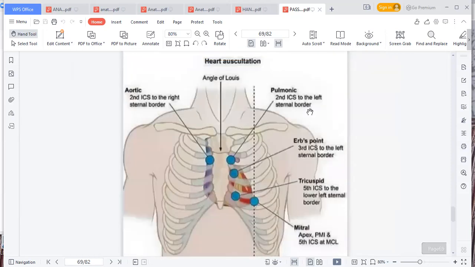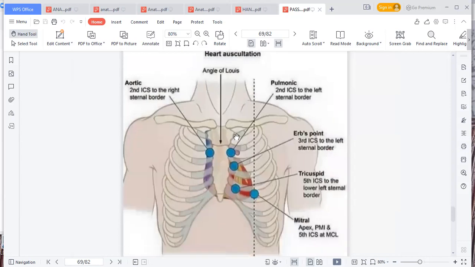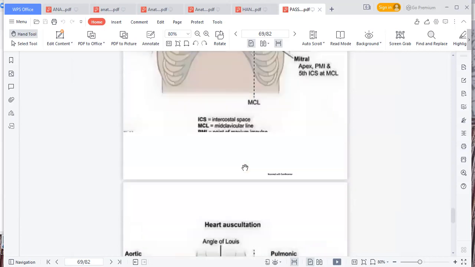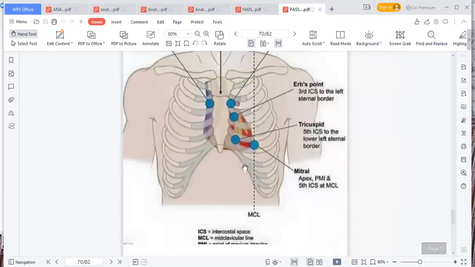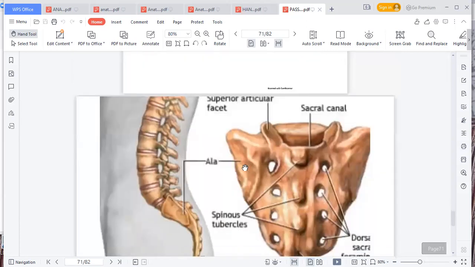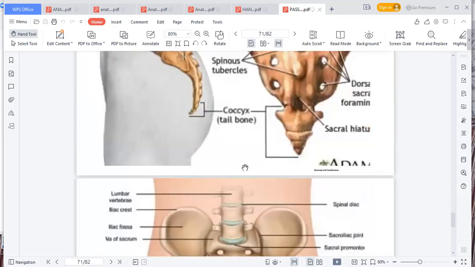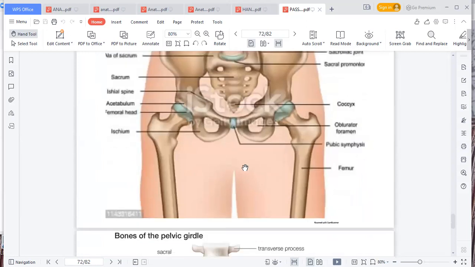So at auscultation, I've got the angle of velocity, which is between the T4 and the T5. Okay. Anyway, it's not very important for now. It is not important. I don't know, that is not important too.